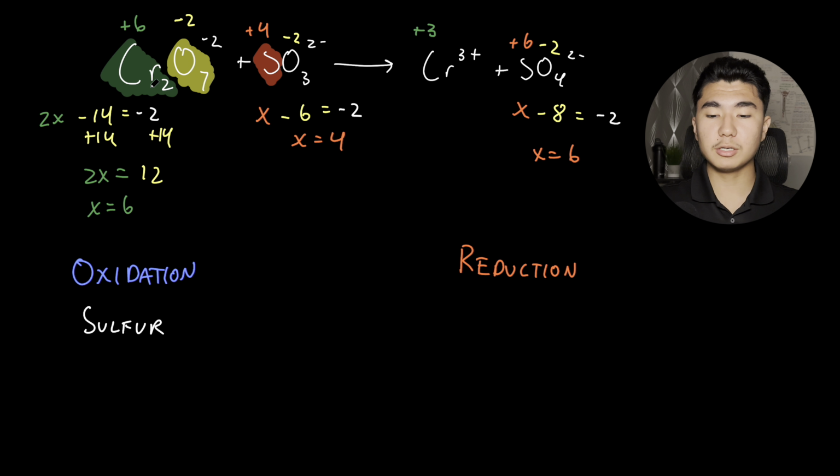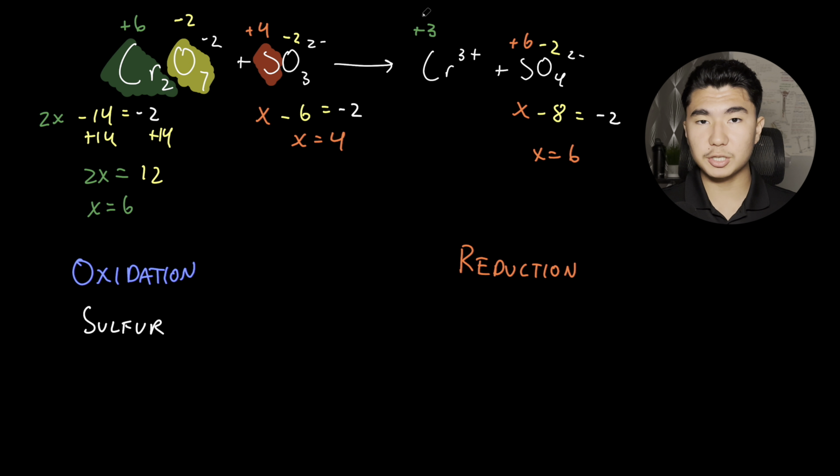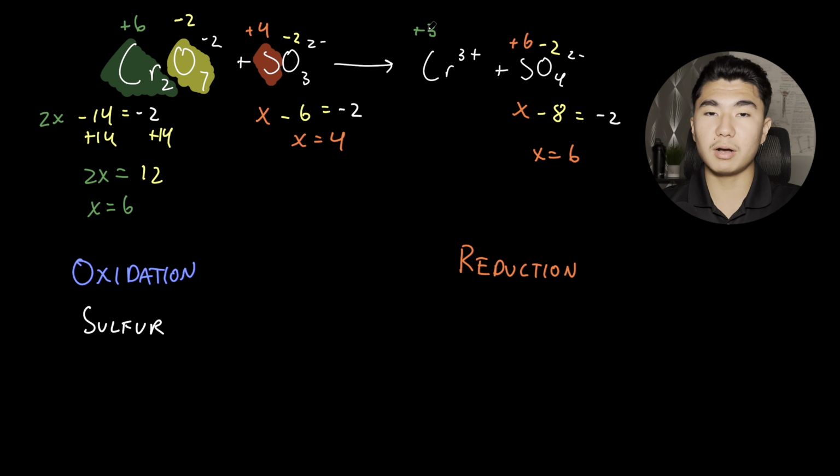Now with the reduction, as we can see from the chromium, we're going from +6 to +3. And if we remember OIL RIG, reduction is a gain in electrons. When we gain electrons, we become more negative. We're going from a +6 to a +3, losing that positive value, and that's why this chromium is reduced. I'm just going to put Cr because I really don't know how to spell chromium.